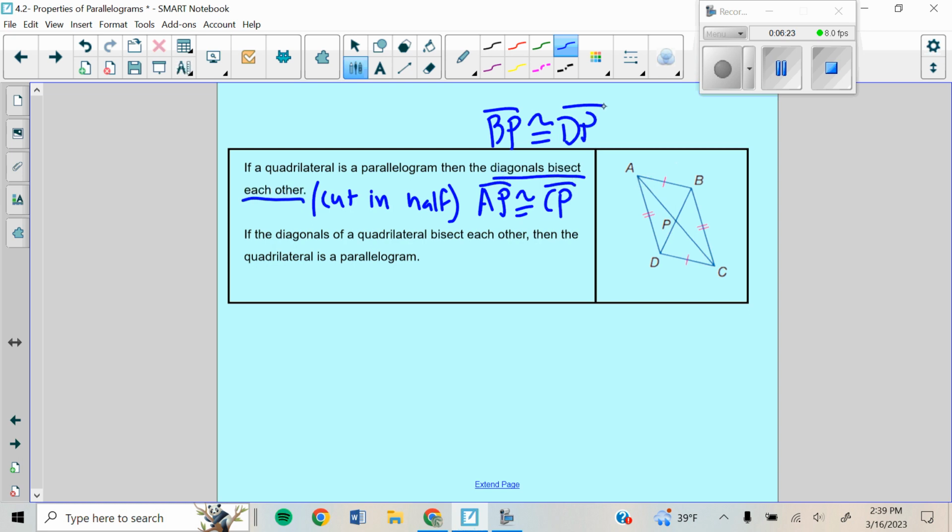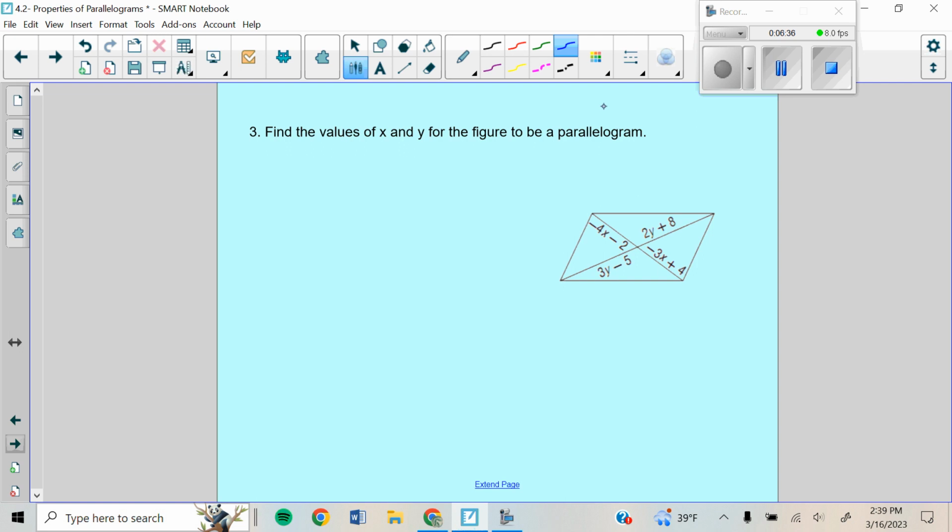All right. Then let's go ahead and look. The second sentence is just the converse. It's just saying, if you see two sets of diagonals that are bisecting, then automatically this is going to be a parallelogram. So here we're looking at these two sets of diagonals. We have 4x minus 2 and negative 4x minus 2 and negative 3x plus 4. So I'm going to set those equal to each other, and we're going to solve for x.